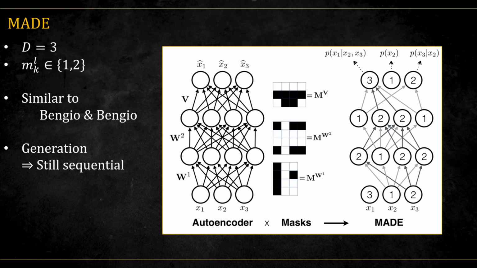Also note that in order to generate new data, the forward pass still needs to be sequential. Parallelization is only utilized during training.